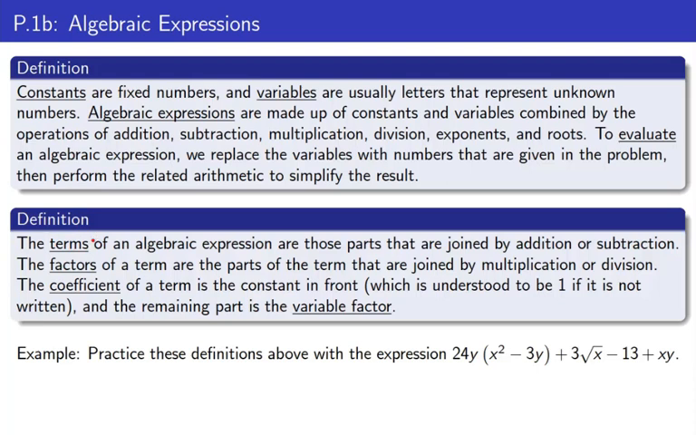So the terms of an algebraic expression are pieces joined by addition or subtraction. Within a term can have individual factors. These are the parts of the term that are joined by multiplication usually, or perhaps division. The coefficient is possibly a constant term in front. Now every one of them has a constant term in front, but it might not be written. If so, it might be 1, or perhaps -1 if it's a minus sign. Besides the coefficient, the remaining part is called the variable factor.